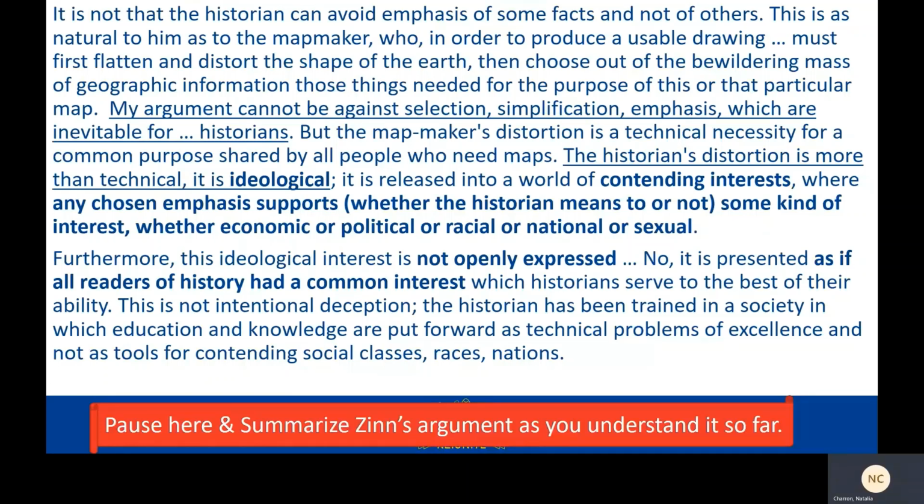So in other words, he's saying that when making a narrative, all historians have to choose which facts to emphasize. They choose which parts of the story to tell. But that's not an innocent choice, and those choices reveal something about who that historian is serving, which part of the power structure that historian is working for.